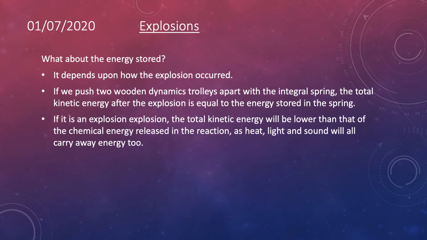What if it were a chemical explosion? The total kinetic energy would have to be lower than the chemical energy released in the explosion. Why is that? Because energy is going to different places. The energies might be going as heat, light, sound, wherever else. All of those things carry away energy too, so that would not be elastic in that case. Whereas the first case, the wooden dynamics trolleys, it's probably a reasonable approximation to say that would be elastic.